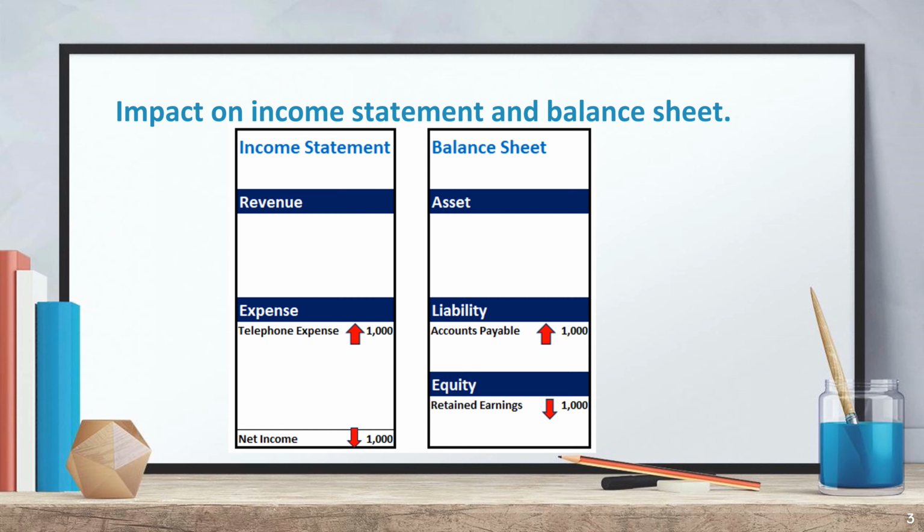The balance sheet shows the financial position of a company at a specific point in time. The accounts payable, being a liability, is added to the liabilities section of the balance sheet, increasing the total liabilities by $1,000. This represents the amount owed by company ABC to the telephone vendor. Under the equity category, retained earnings decreases by $1,000 due to telephone expense incurred.